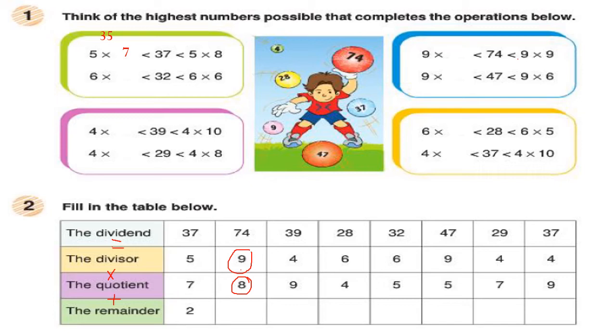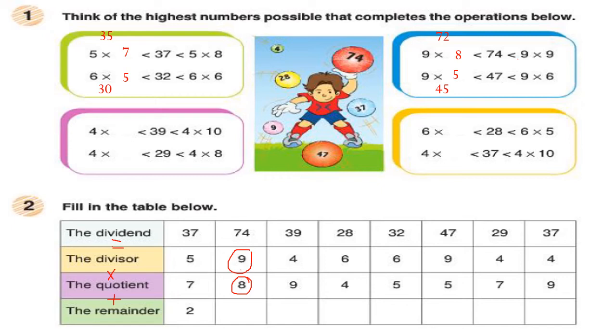Now I have 32. 6 times what gives 32? No number. The nearest to it but smaller is 6 times 5, 30. Now 4 times what gives 39? No number. The nearest to it but smaller, we have 36. Oh, sorry, here, less than 74. 9 times what gives 74? It's 72, 9 times 8. Now the multiple of 9: 9 times what gives a number less than 47? It's 45, 9 times 5.